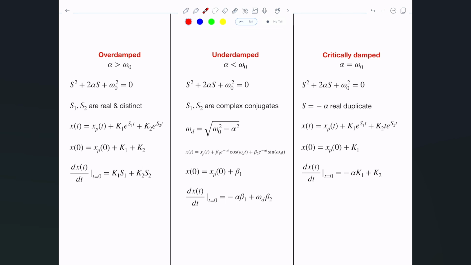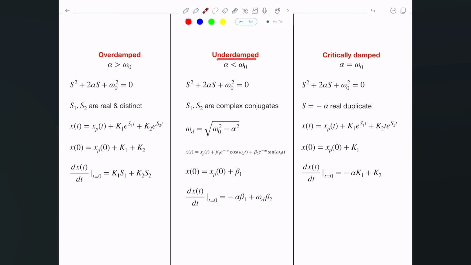It's a duplicate. So in the overdamped case, the solution will be the particular solution plus k1 e to the power s1 t plus k2 e to the power s2 t. And then we use two initial conditions to compute what k1 and k2 are. First, we substitute t equals 0, and we end up with this equation. Second, we take the derivative of this equation and substitute t equals 0 for that derivative, and it will be equal to k1 s1 plus k2 s2.